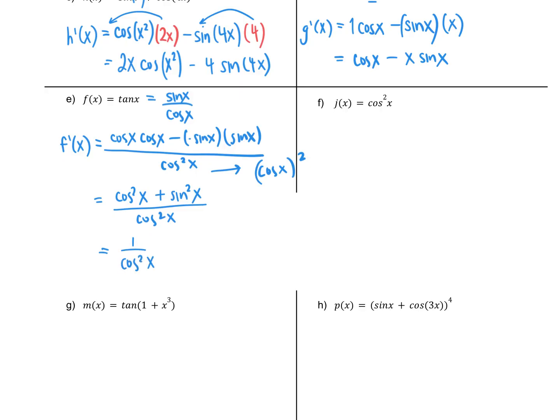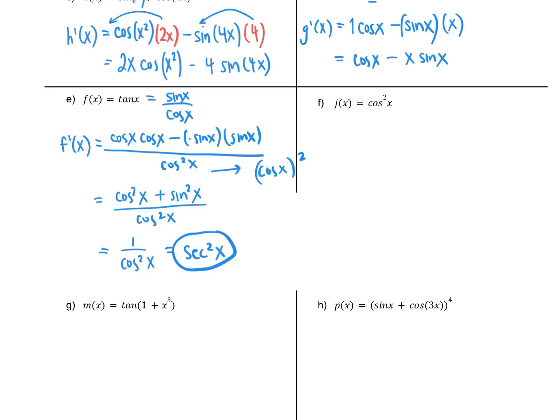And 1 over cos squared x, thinking of your reciprocal identities, is secant squared x. And there we are. The derivative of tan x is secant squared x. Now, if you remember, this makes life easier, but if you ever forget the derivative of tan, you can always recreate it for yourself on the spot. All right, on to the next.